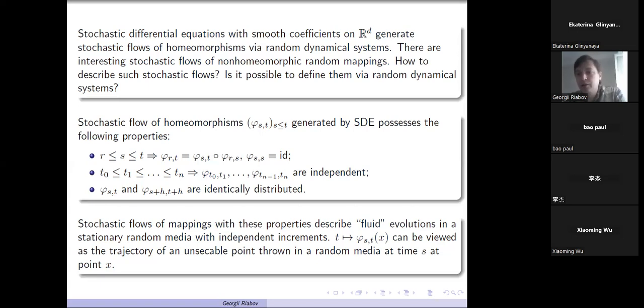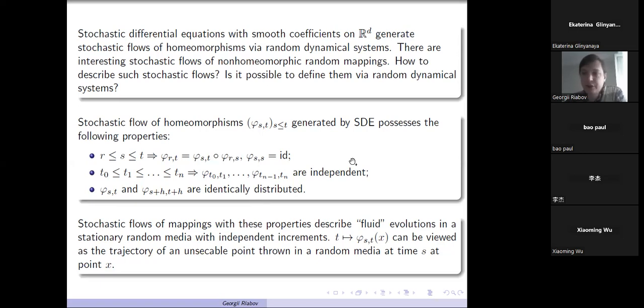In particular, we discussed flows in which two trajectories that start from different points can, in finite time, reach the same point, which we call coalescence. So the question is how to describe such stochastic flows, and is it possible to define corresponding random dynamical systems?